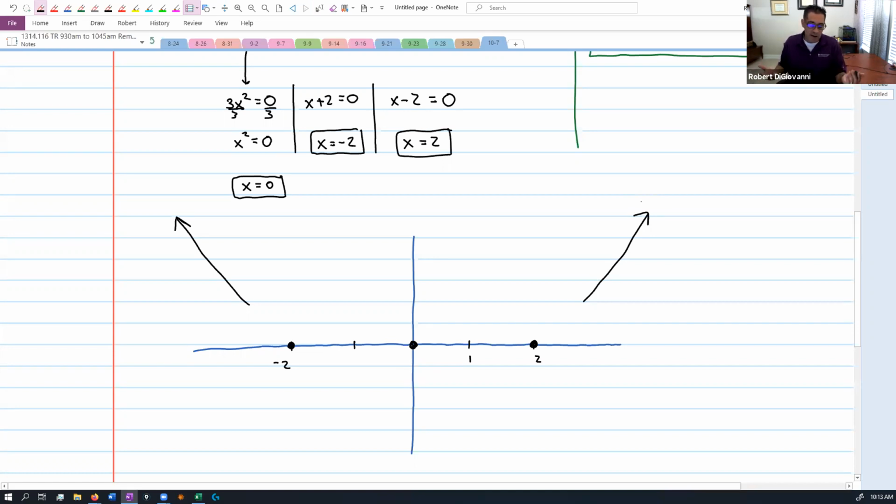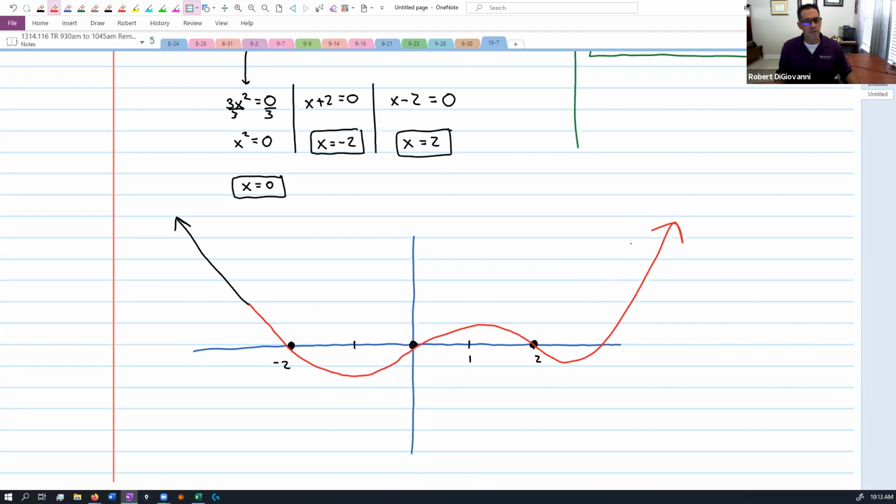Now, let's try and imagine what it does. I mean, we're kind of guessing here, but would this be okay? Could it do this? Oh, oops. I didn't mean to do all that. Here, let me try it again. Would that be okay? It goes up on both sides and I go through those x-intercepts. Would that work or no?